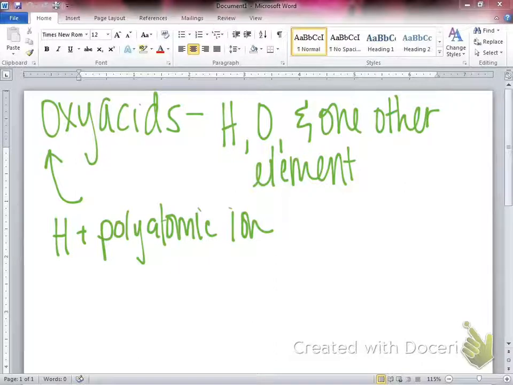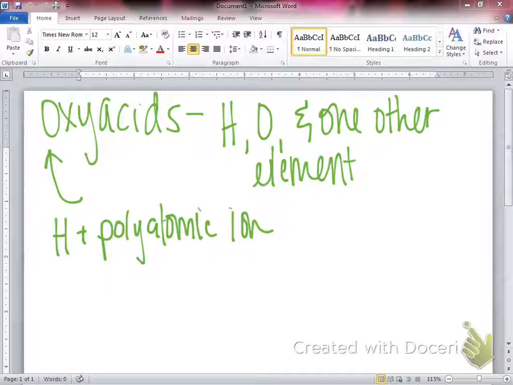Could we have an acid that's hydrogen plus ammonium? No. Because those are positively charged. We don't mix those. So we can use hydrogen plus most of our polyatomic ions here because they're negatively charged and they pair with hydrogen. Okay? So we still need to balance our polyatomic ion with the number of hydrogens, or the number of protons, to get a neutral acid.